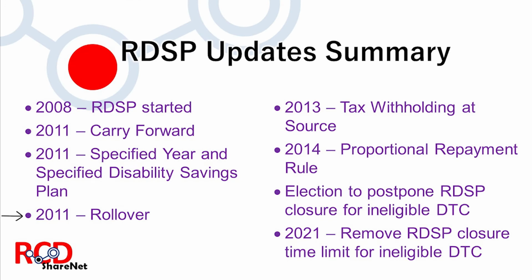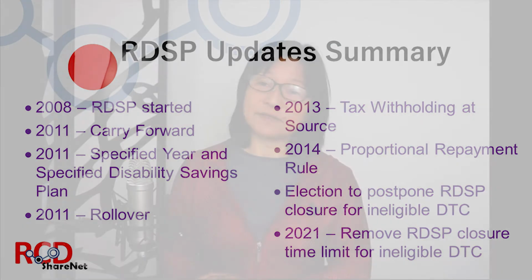So I mentioned the rollover. In fact, in July 2011, the federal government proposed the rollover the year before, and then it became effective in July 2011. So what is the rollover? Mainly, there are two types of rollovers. One is transferring from a retirement savings plan to an RDSP.